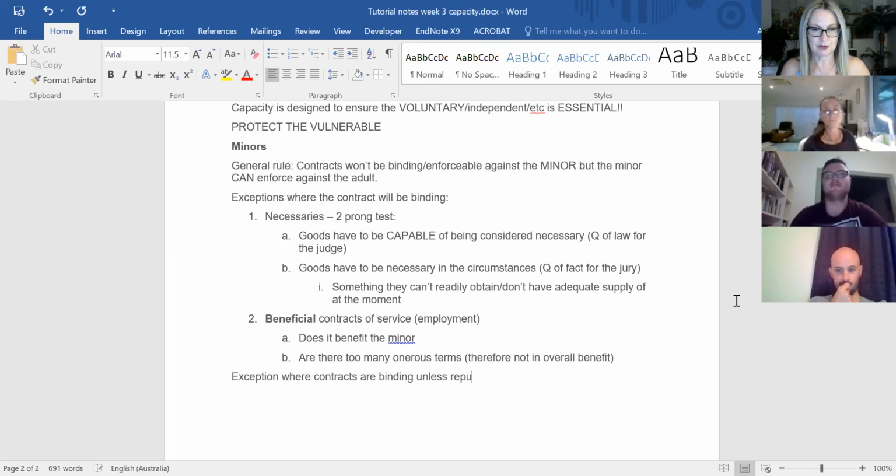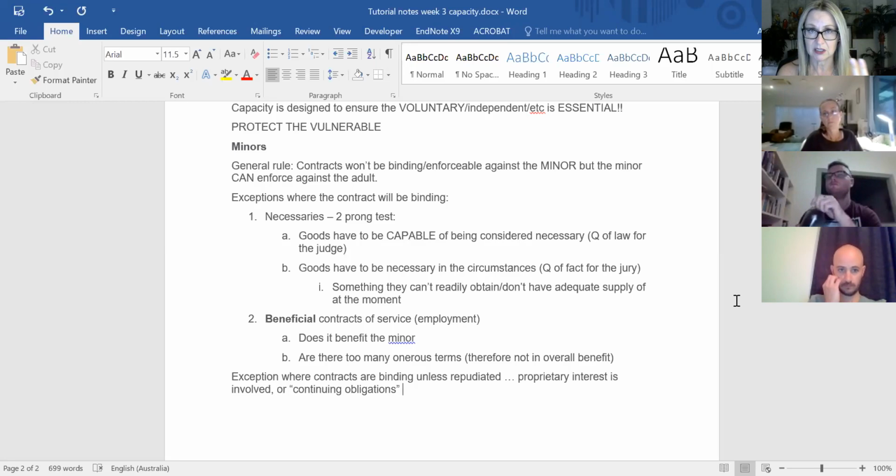Land sales, shares, property. So it is where a proprietary interest is involved, or continuing obligations. Land is a proprietary interest. Leases are a proprietary interest. Shares are a proprietary interest. Partnership agreements will be continuing obligations. So all of those kinds of contracts will be binding unless repudiated.